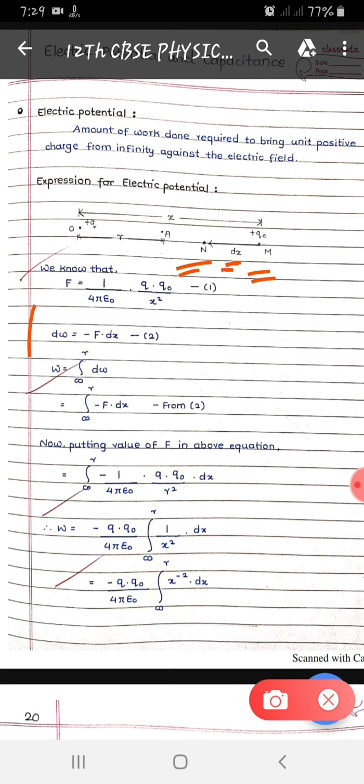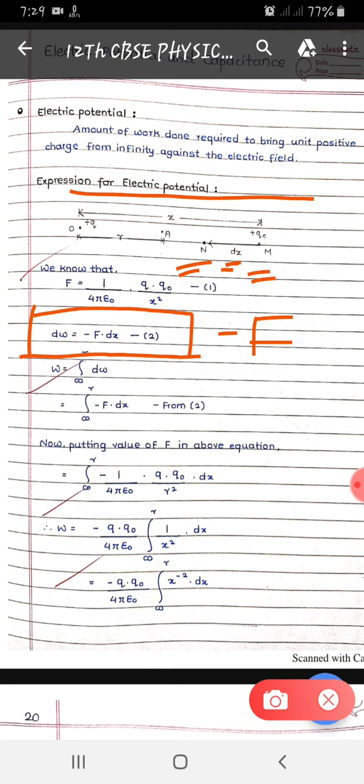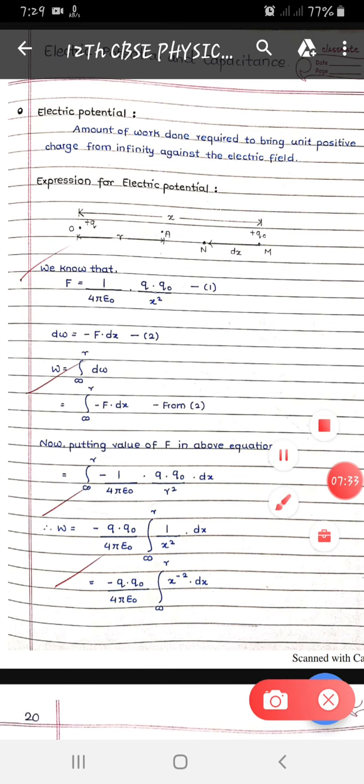So the small work done is dW equals minus F dx, and here the minus sign indicates that the force is applied against the electric field, because the direction of the electric field will be in this direction, as I said in the previous figure. So we have to apply force in this direction, so minus F is there. Now this is equation 2.